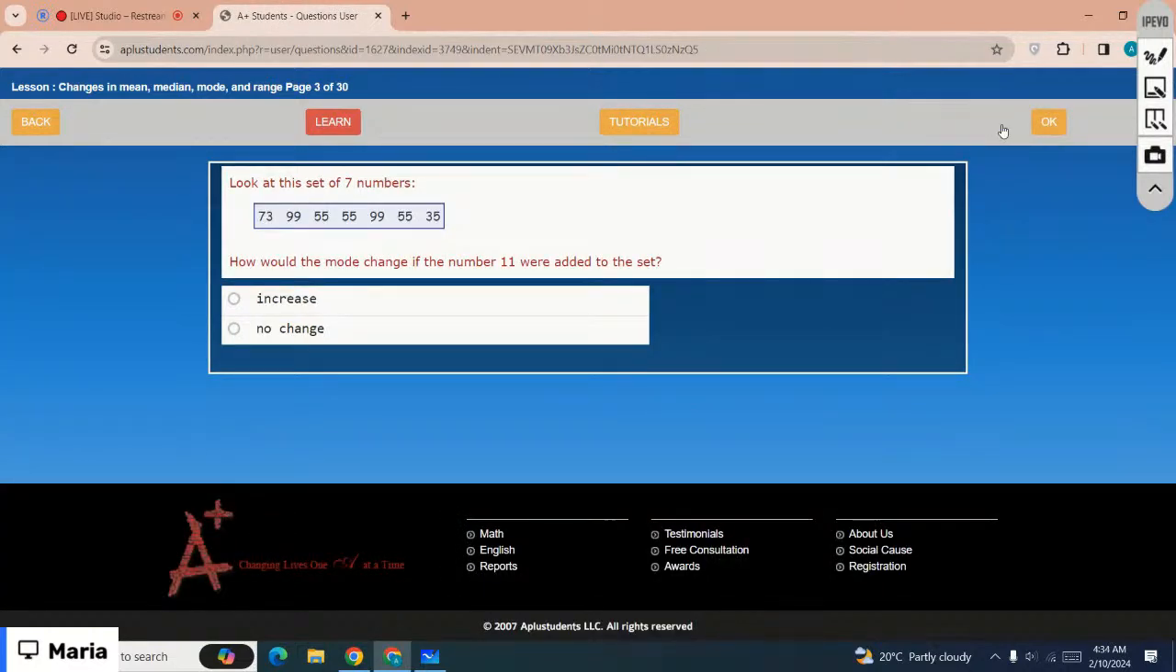Okay, look at this set of 7 numbers. How would the mode change if the number 11 were added to the set? Okay, you are given these values. If you add 11 to the data set, is the mode changed? No. Mode is the number that appears the most in the data, and in this data set, 53 appears three times, right? Even if we add 11 to the numbers, there is no change, right? The correct option is no change.